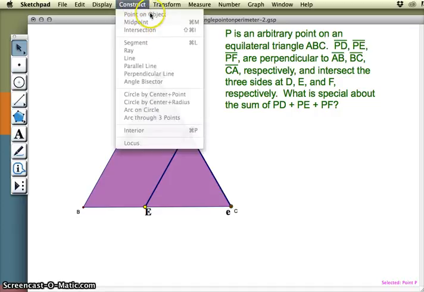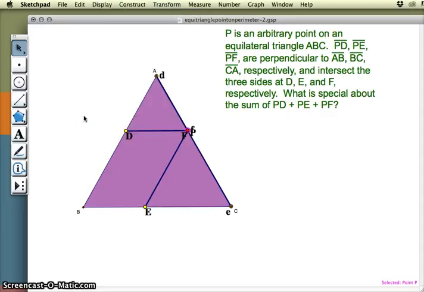Whereas right now you can see nothing is highlighted here. I'm not able to construct anything because nothing is highlighted. So great!